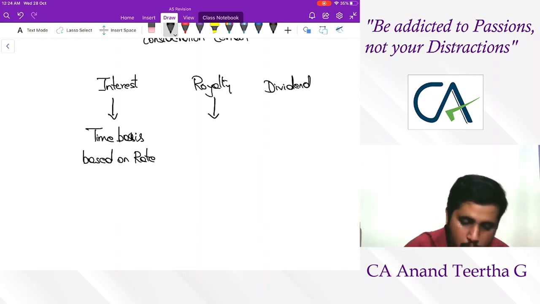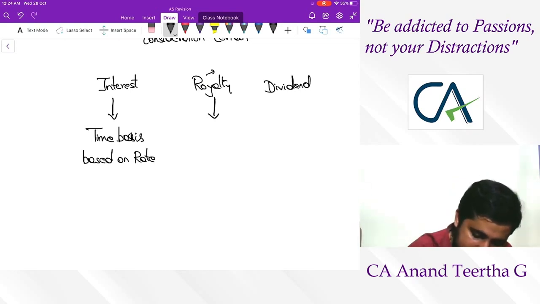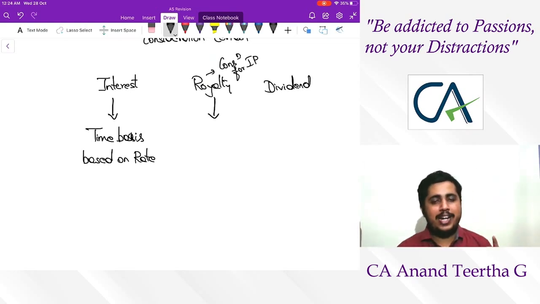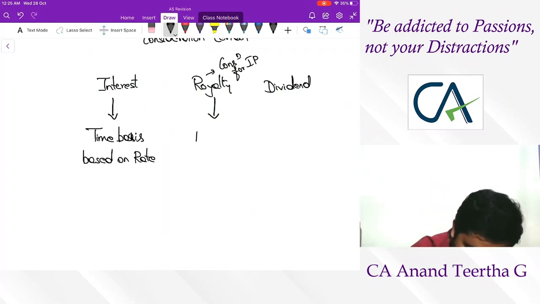Royalty. Now, what do you mean by royalty? First of all, what is the meaning of royalty? Royalty is basically consideration given for intellectual property, IP. So if a consideration is given for intellectual property, we call that royalty. Now, whenever royalty is considered, how to recognize revenue? It is done on an accrual basis according to the agreement.